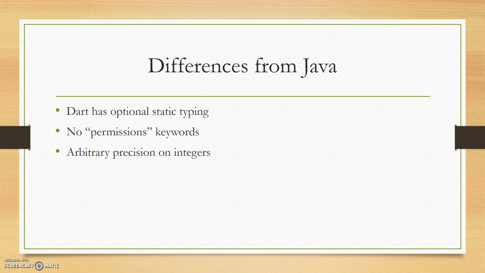For Dart, like Python, there's arbitrary precision for integers. Java does, I think, 2 to the negative 53, positive and negative. So some issues can arise if you're trying to convert Dart code into Java code. But as long as you keep it within those ranges, it should be fine.